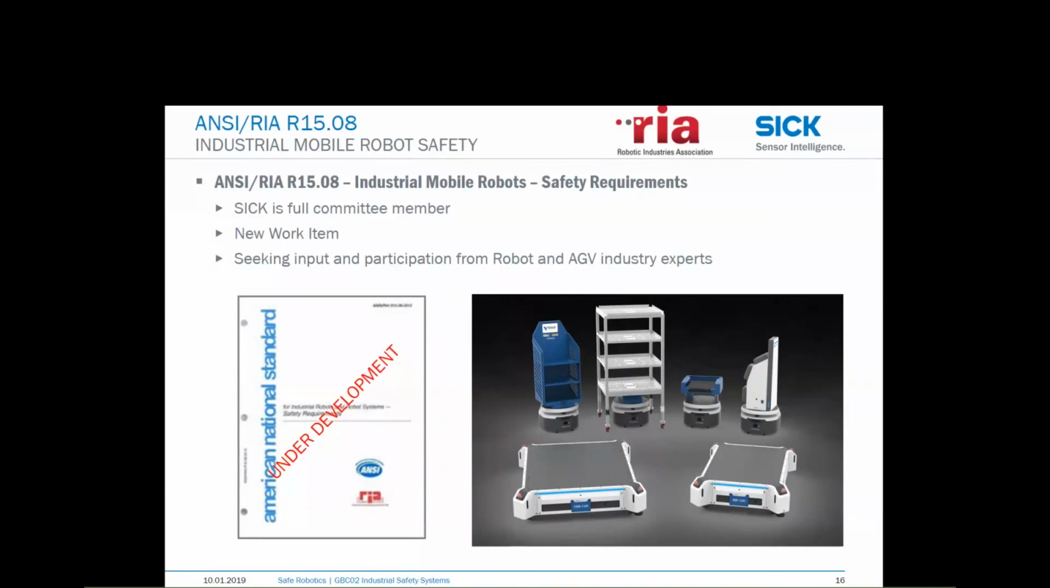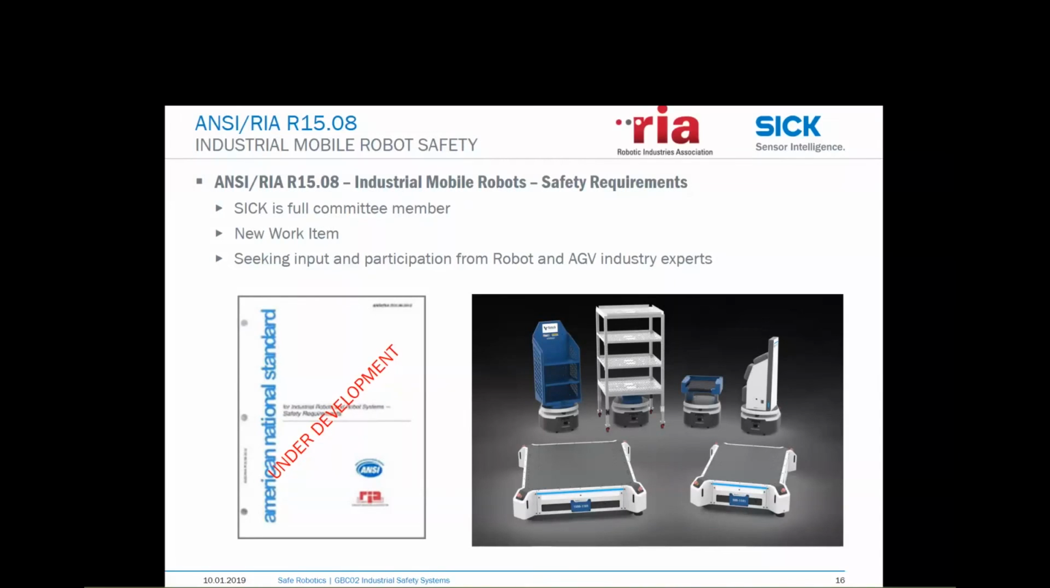It is being developed in a couple different stages, and they are seeking input and participation on this committee from both robotic and AGV experts, as well as end users. It's always good to have a lot of points of view when ensuring that the standard's developed, thinking about all of the technology available, as well as tried and true methodologies that come from industry experts who have already worked with these types of platforms in the past.